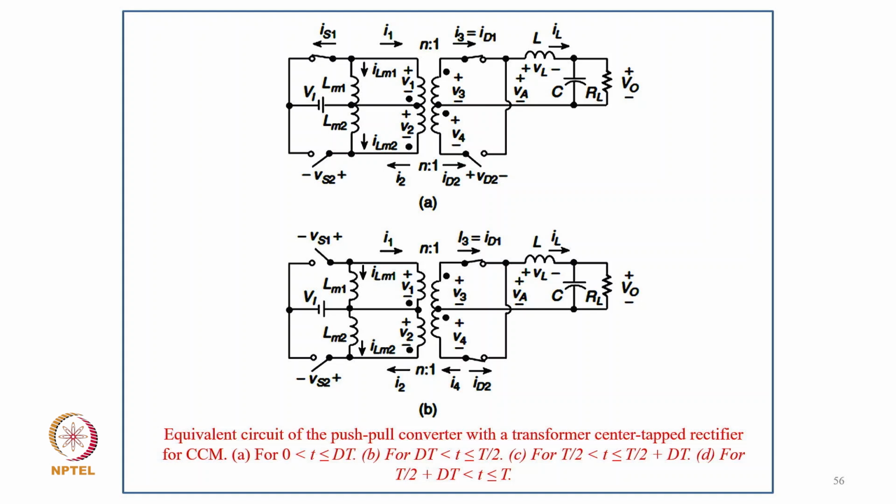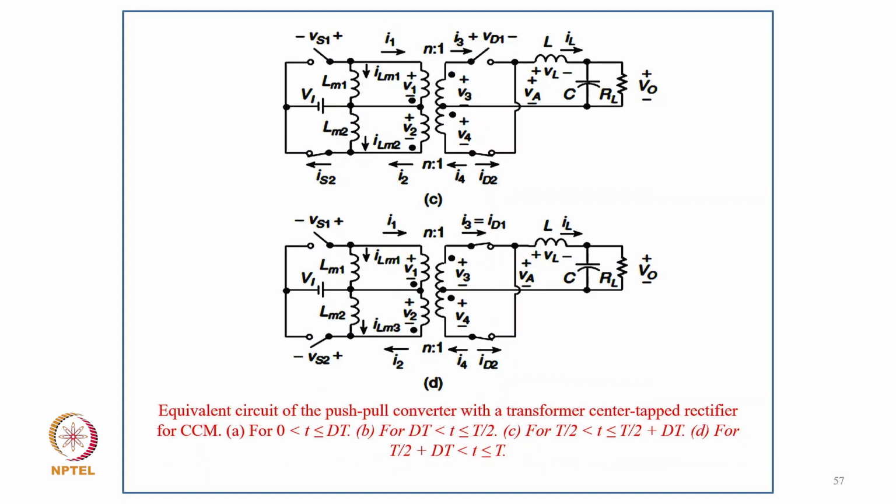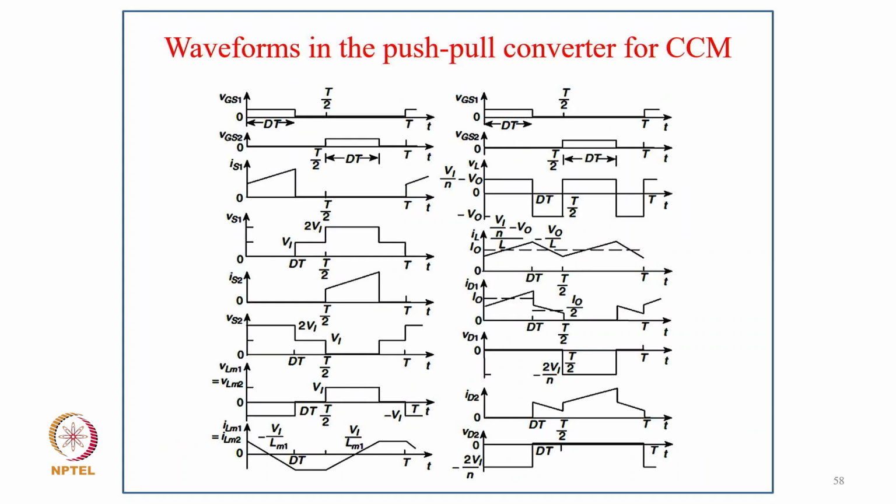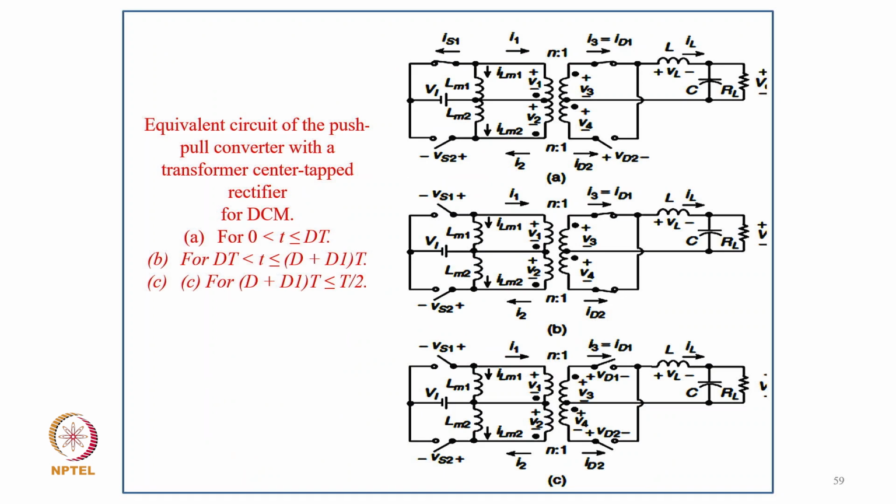One switch is on, then none is on, then the second is on, and then both are again off. How the energy transfer takes place in the different modes of operation is shown, and these are the typical waveforms corresponding to the different modes of operation.